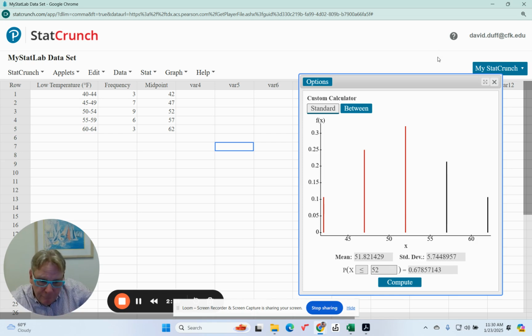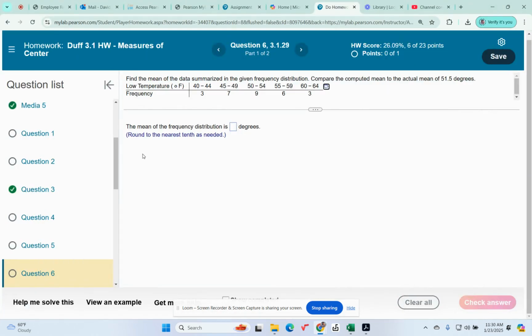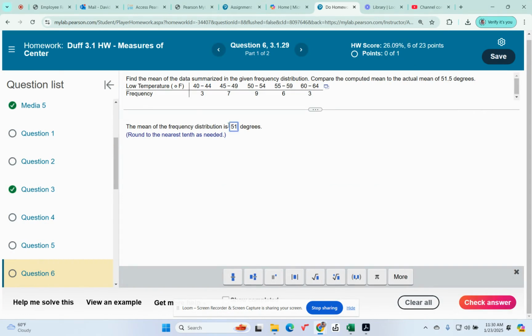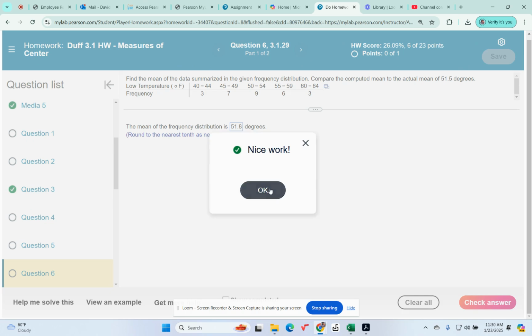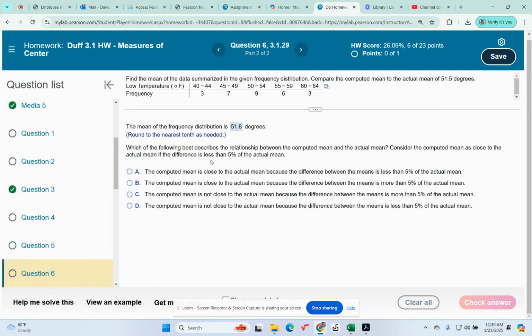So I've got a mean of 51.82. Let's go back to the problem. Rounded to the nearest tenth would be 51.8. All right, so let's check our answer. Which of the following best describes the relationship between the computed mean and the actual mean? I'd say they're pretty close. 51.5 and 51.8 are pretty close.